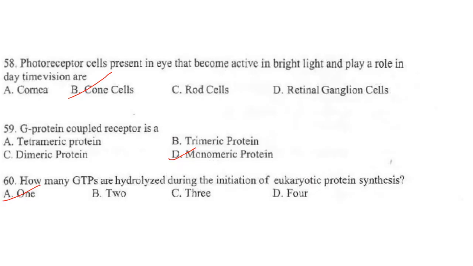The next one. Photoreceptor cells present in the eye that become active in bright light and play a role in daytime vision are cone cells. Answer is option B. G protein coupled receptor is a monomeric protein. Answer is option D. How many GTPs are hydrolyzed during the initiation of eukaryotic protein synthesis? Only one. Answer is option A.